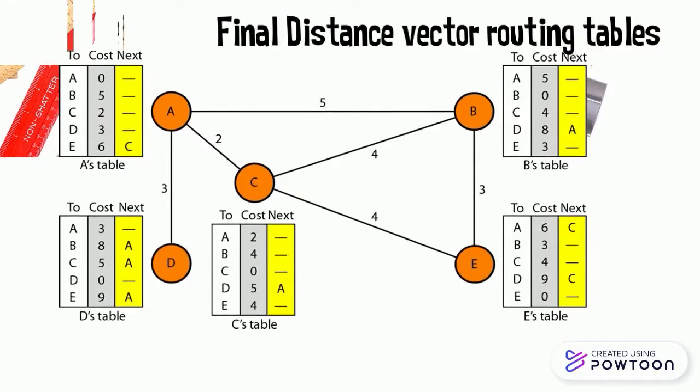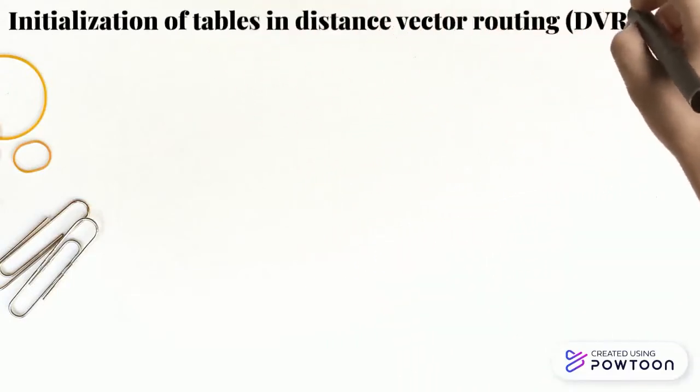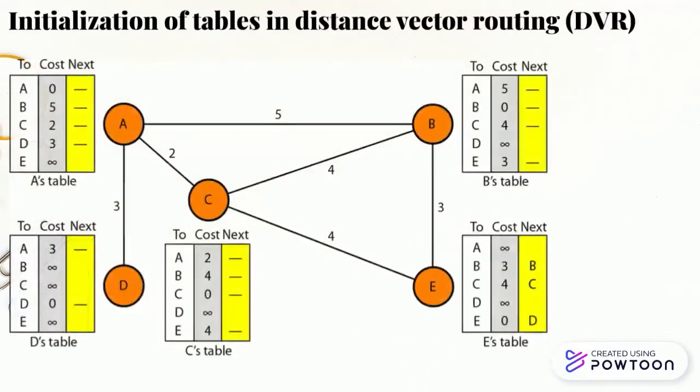Now on the screen you can see various nodes A, B, C, D and E. The node A doesn't know how to reach node E, but C does. So if node C shares its routing table with node A, then A can also know how to reach node E. Similarly, node C doesn't know how to reach node D, but node A does. So if A shares its routing table with C, then C can reach D.